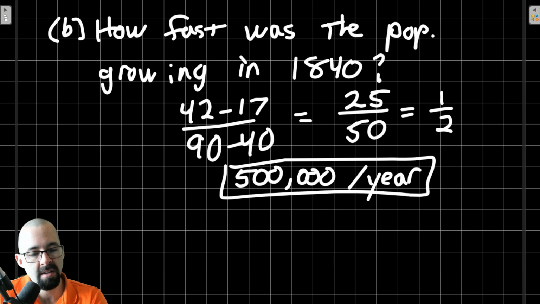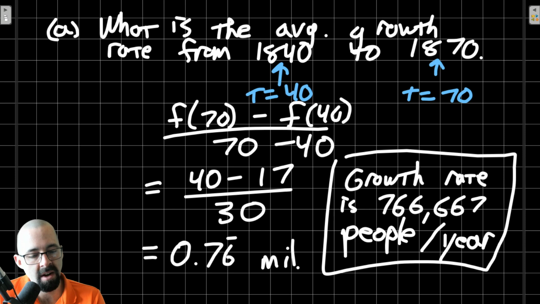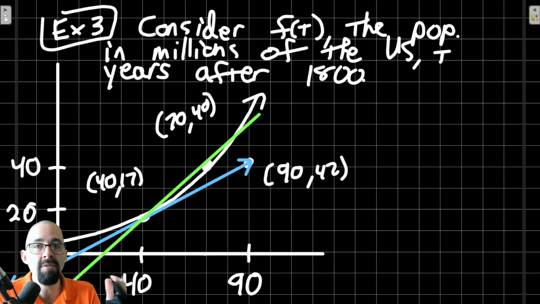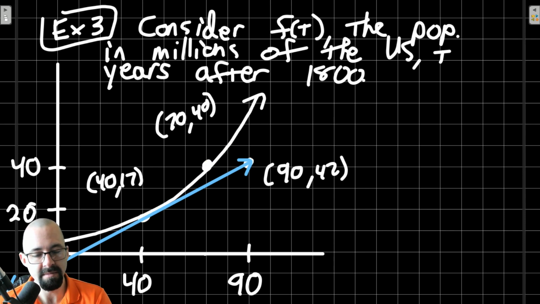So in 1840, it was growing by 500,000 per year, but the average growth rate was actually higher. And this makes sense because this blue line is the instantaneous growth rate in 1840. But the green line, that's the average growth. So notice the average growth is greater than the instantaneous growth because the green line is steeper. The green line has a bigger slope. Okay, so it should make sense that way.